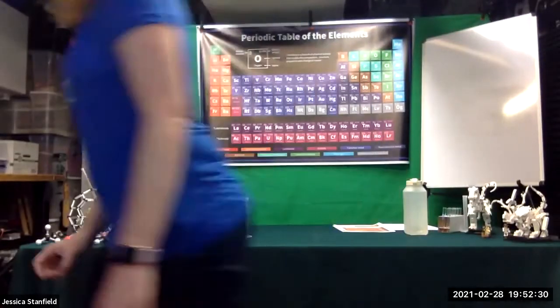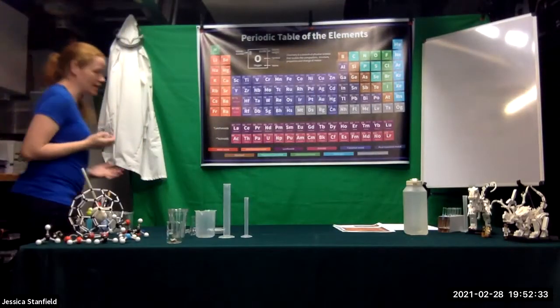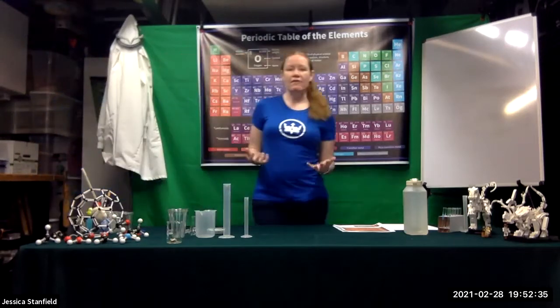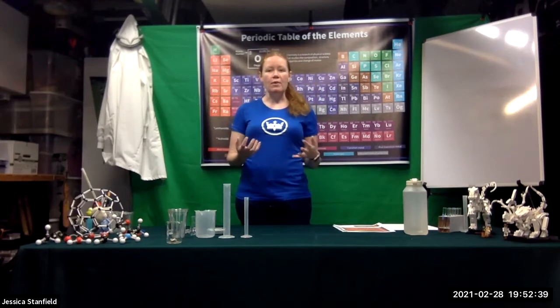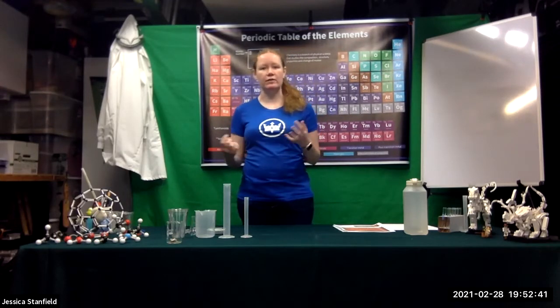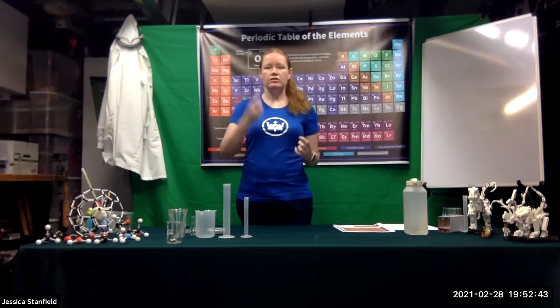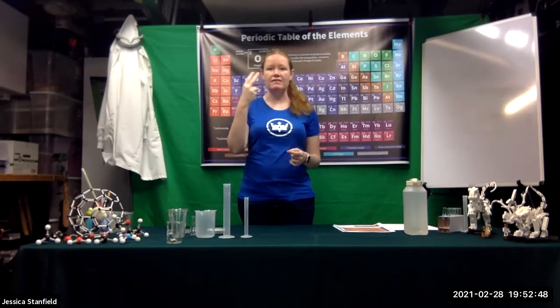Let's take a look at our next experiment. Today we're going to be talking about measurement and uncertainty. Whenever we do an experiment and we use any of our equipment in the lab, there's always going to be some uncertainty involved with our measurements. There are two important things when we take measurements: precision and accuracy.